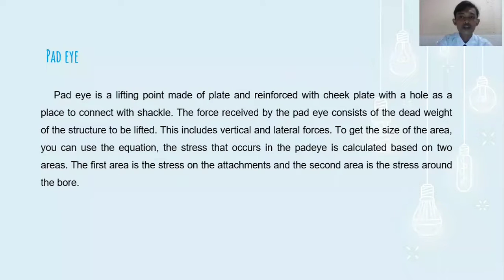To get the size of the area, you can use the equation. The stress that occurs in pad A is calculated based on two areas. The first area is the stress on the extreme and the second area is the stress around the bore.